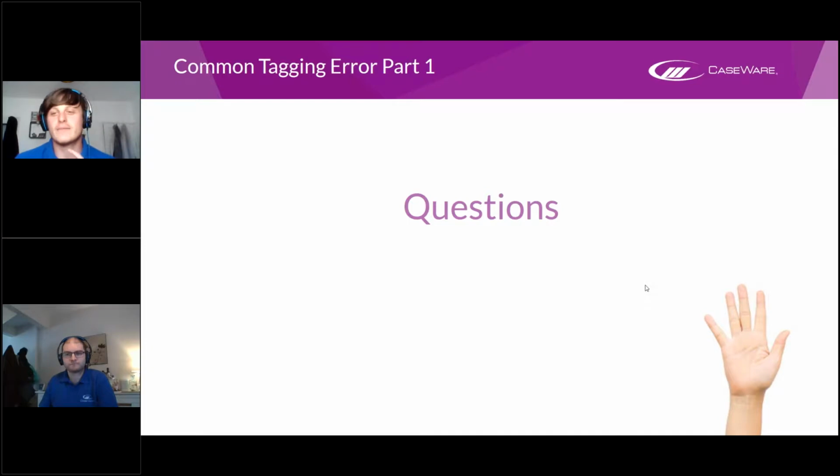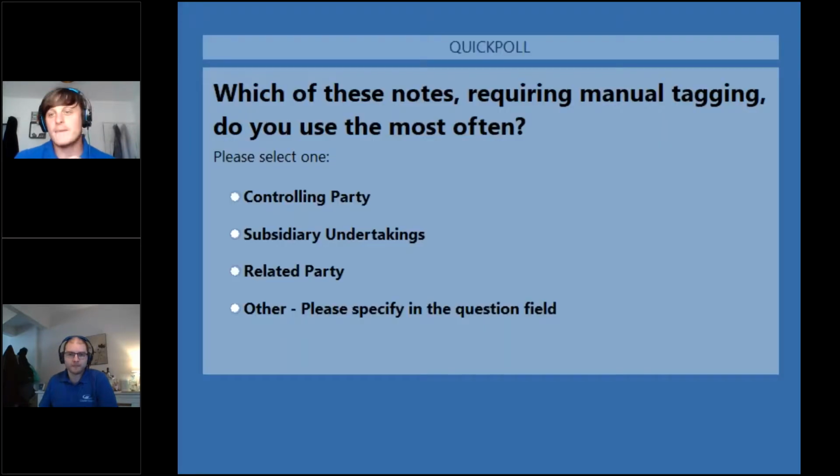So Tom, if you can load up the poll. So that's on the screen now for you. As Phil said, this will help to inform the structure of part 2. So which of these notes requiring manual tagging do you use the most often? Controlling party notes, subsidiary undertakings, related party transactions, or other. If you have any others that you use more often than the other 3, then pop those in the question field and we can adapt our content to that feedback.